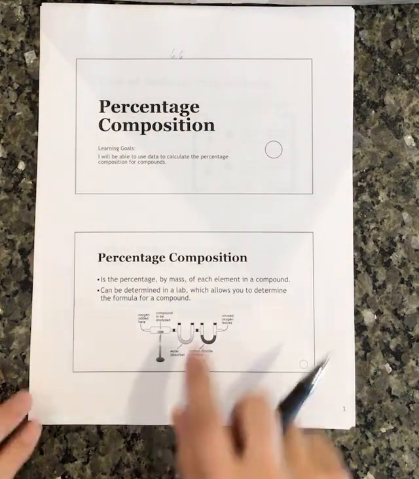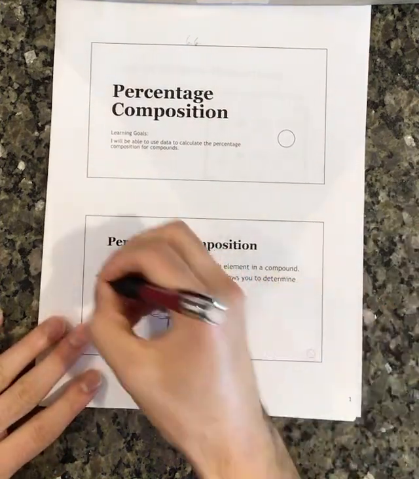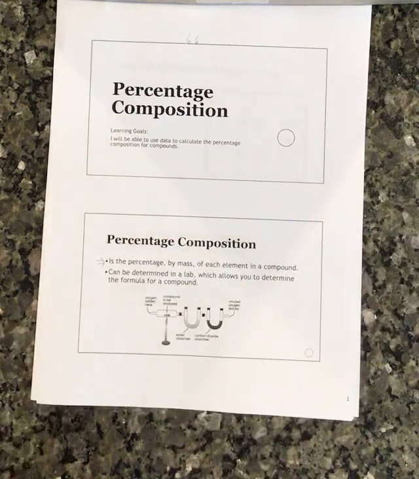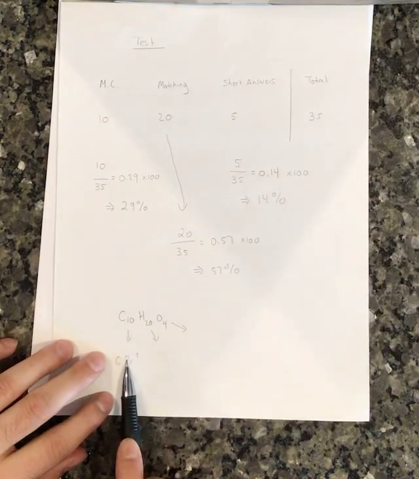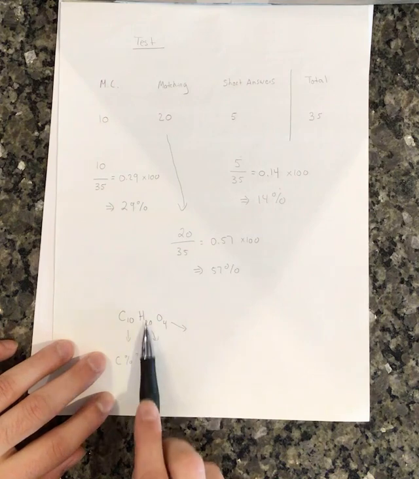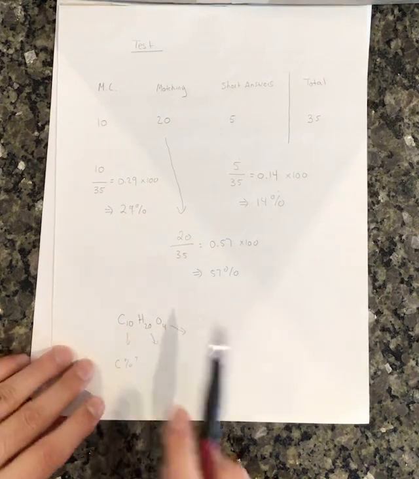All right, so let's go back to our lesson here. So percent composition, what is it? Here's our formal definition, so make sure you know that. It's the percentage by mass of each element in the compound. So we're going to figure out how much percent of each element is in a compound. That's exactly what we're doing here. What percent of carbon in this molecule? What percent of hydrogen in this molecule? What percentage of oxygen in this molecule here.